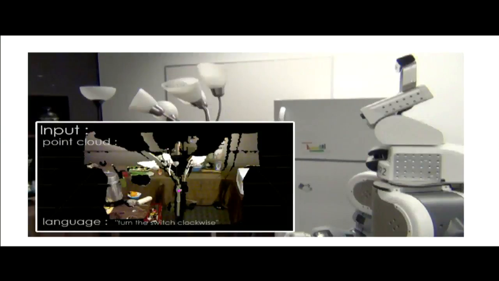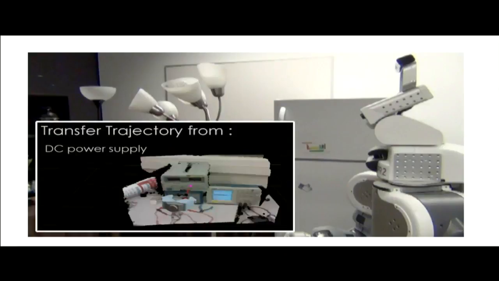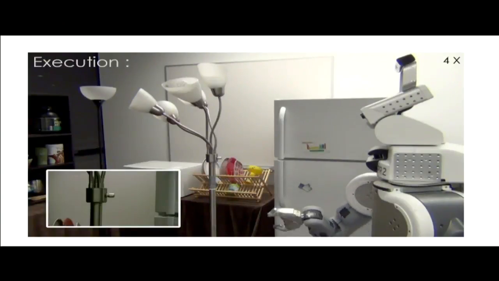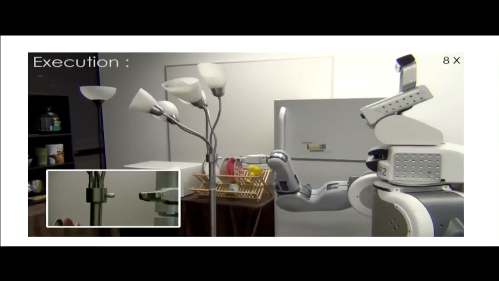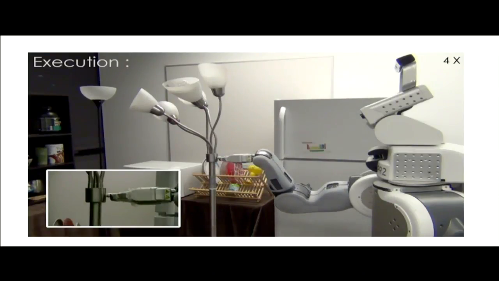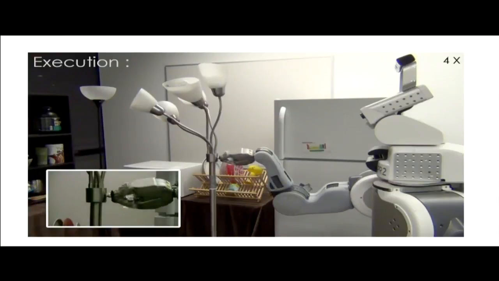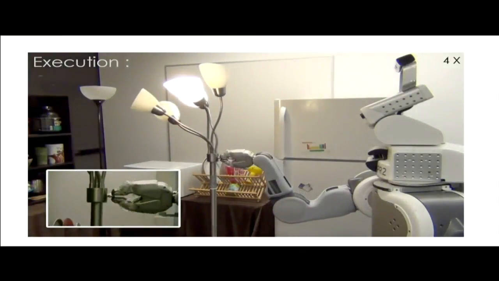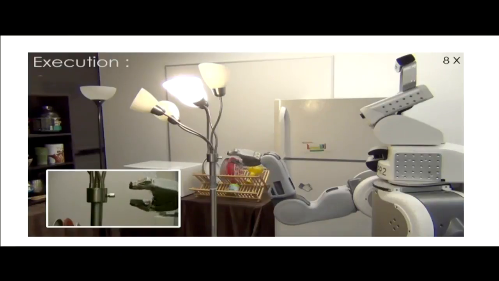And then here's another example where the language instruction is to turn the switch clockwise. And they actually transferred the trajectory from a different object, in this case a DC power supply. Because it's representing this in terms of the object, it's able to transfer this to the lamp switch. Okay, so this is quite impressive, and using these demonstrations, it's able to generalize across objects, which is quite nice.